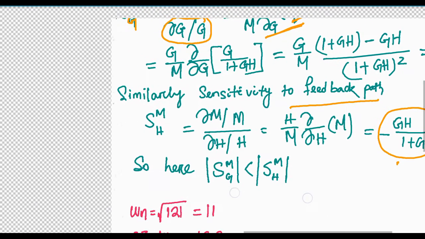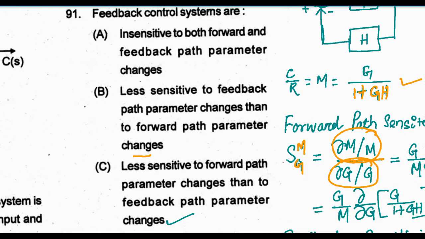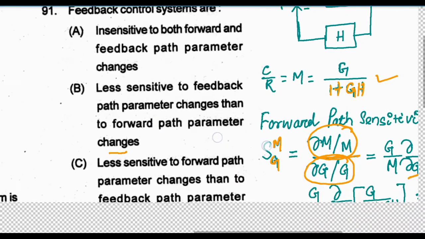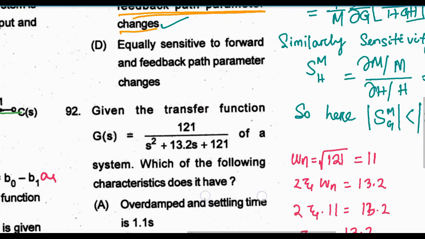So here the answer will be C, that is, feedback control systems are less sensitive to forward path parameter changes than to the feedback path parameter changes. So here option C is the correct answer.